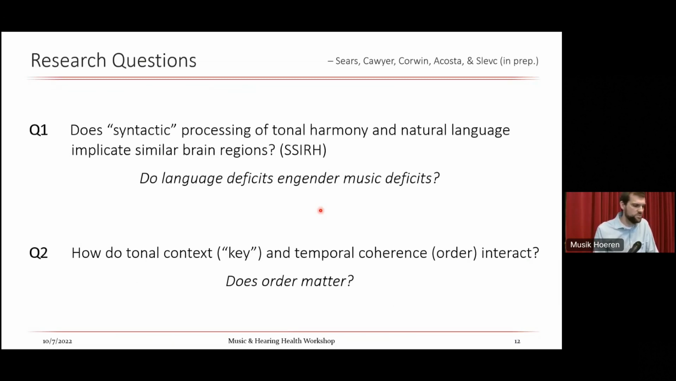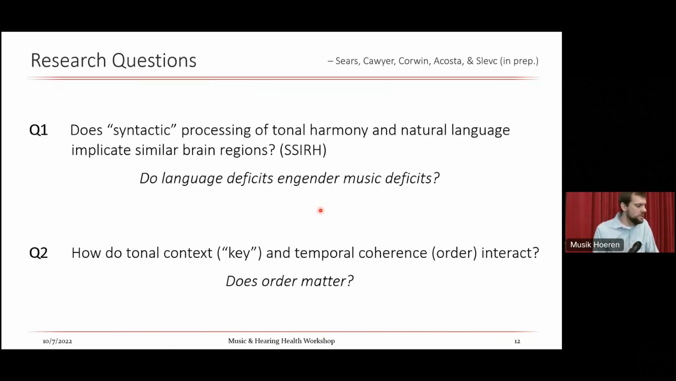This touches right on Aniruddh Patel's shared syntactic integration resource hypothesis, the SSIRH. It's probably the dominant account for arguing that natural language and music are syntactic and thus share resources in the brain for dealing with processing structure. Another way of asking this question is just, do language deficits engender music deficits? If you have language processing or production deficits, do we see similar deficits in your processing of harmony?